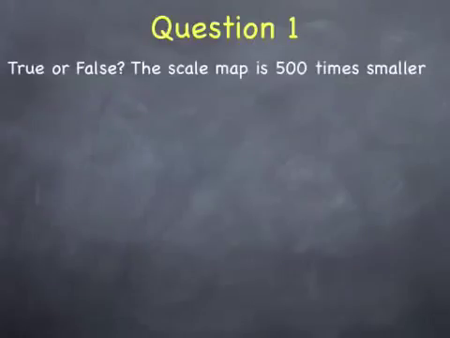Alright, question 1. True or false? On page 6 of your stage 3 booklet, you've got a map of Australia. Down the bottom left of the map is a scale, 1 centimetre to 500 kilometres. Right, there it is there. So true or false, does that scale mean that the scale map is 500 times smaller? Pause, press play when you've got your answer.